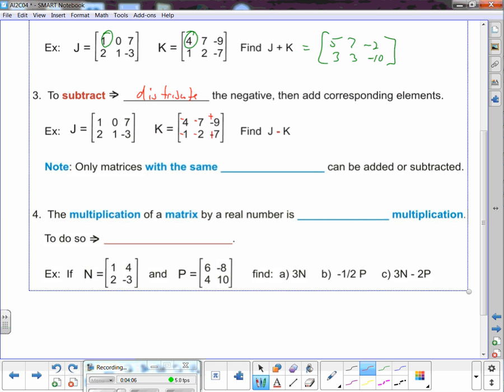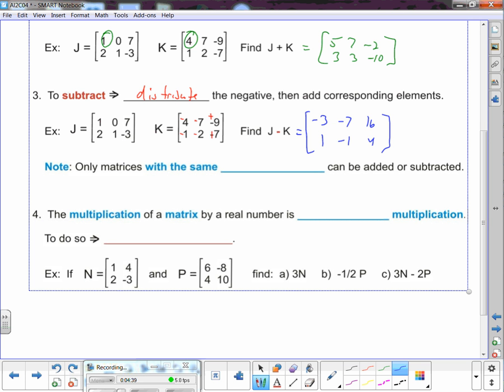Just be careful if you're going to do it in your head, and I really don't have a problem with you doing it in your head. Just be careful. So top left element is a -3. The 0 and the -7 is a -7. The 7 and the 9 is a 16. The 2 and the -1 is a 1. The 1 and a -2 is a -1. And the -3 and the 7 is a 4. So -3, -7, 16, 1, -1, 4.